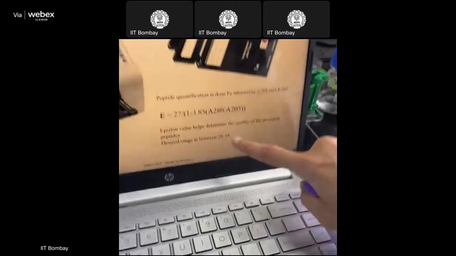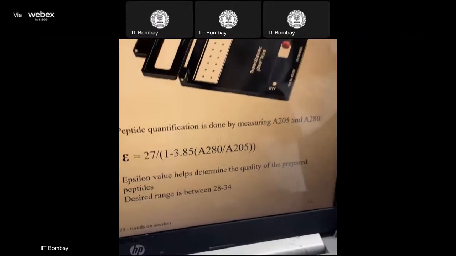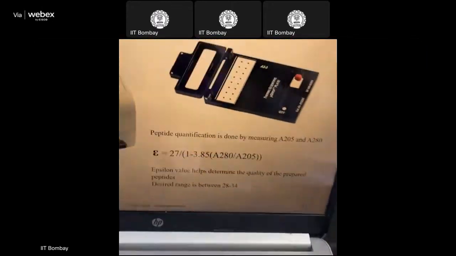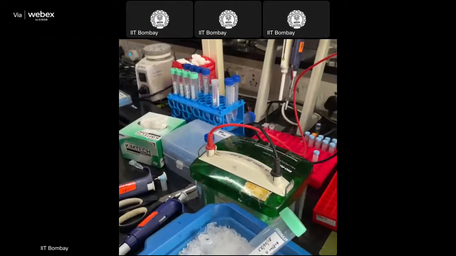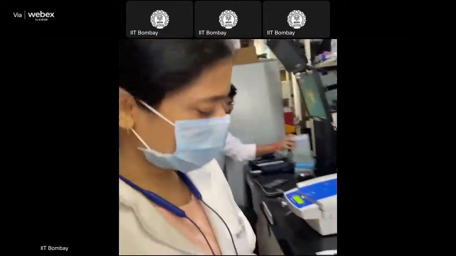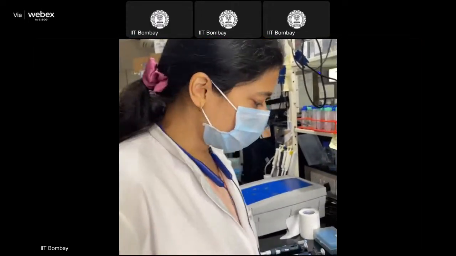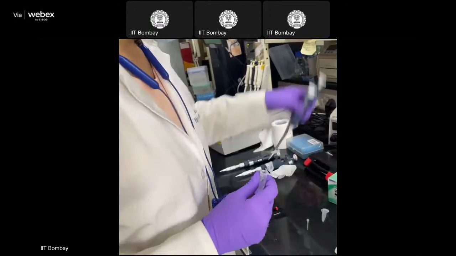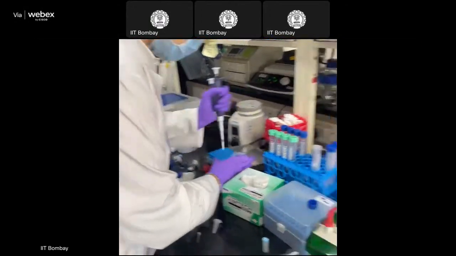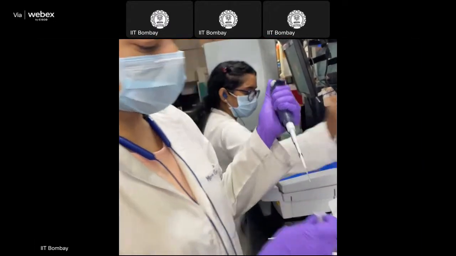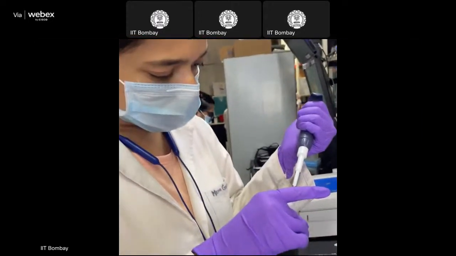If it is within this range, then based on the concentration we have got, we will prepare the samples. I'll show you how we prepare the samples. If I know my sample concentration, for example, here I am getting 2 μg per μl, I will reconstitute it with water, and I will add whatever amount is needed to make up the sample for the mass spectrometer.